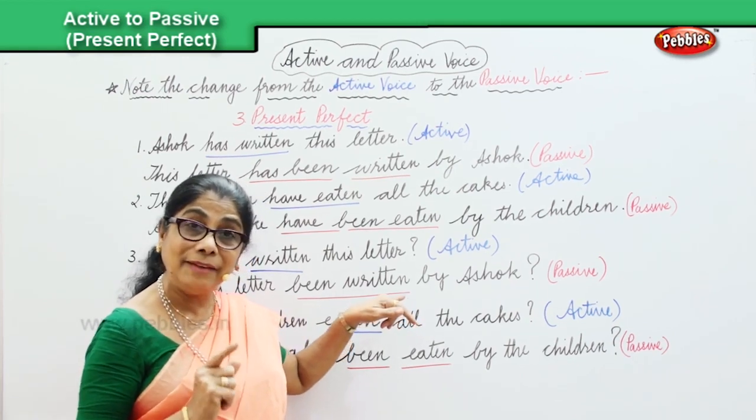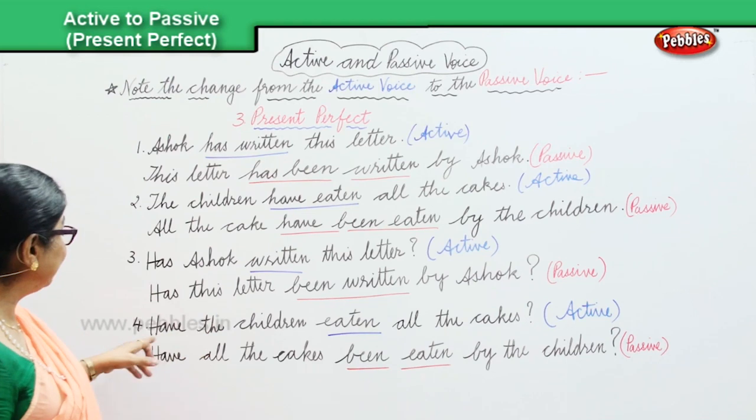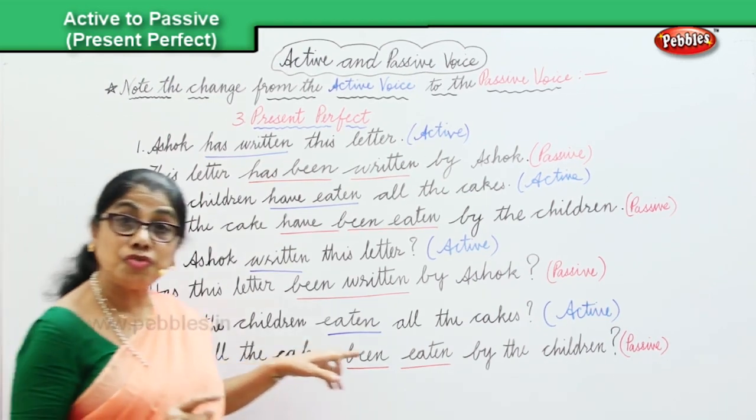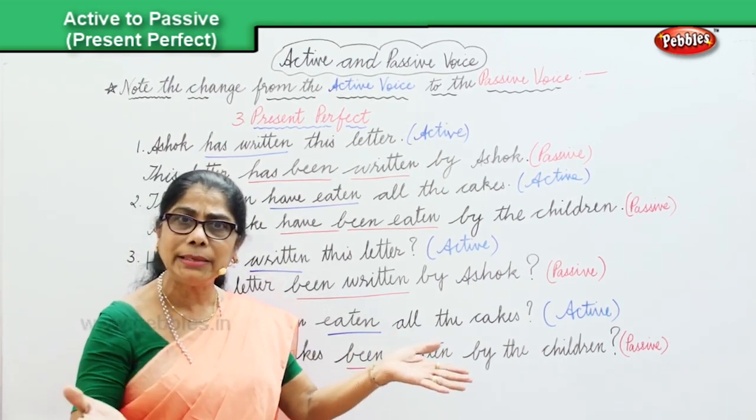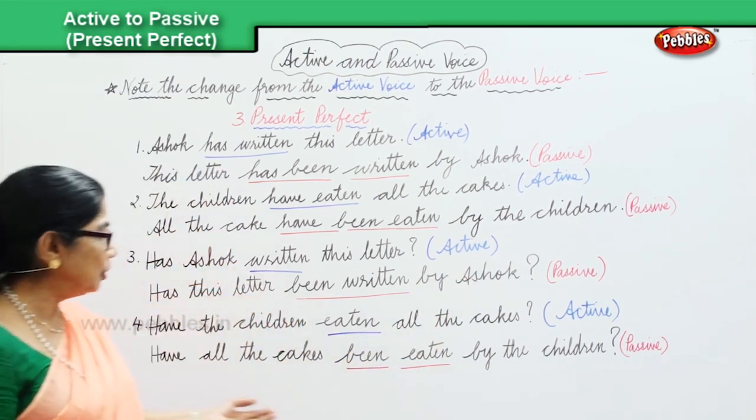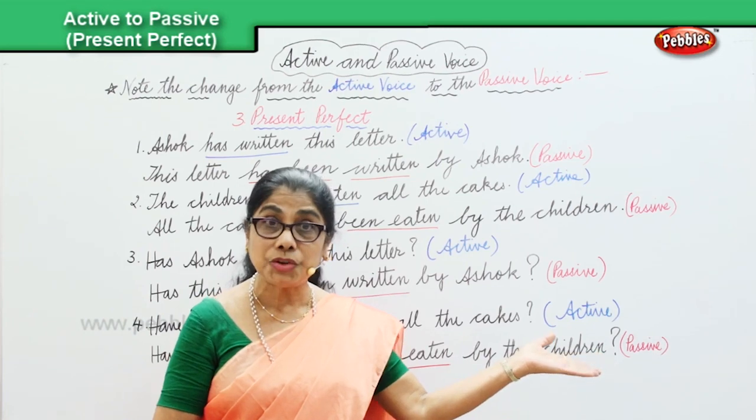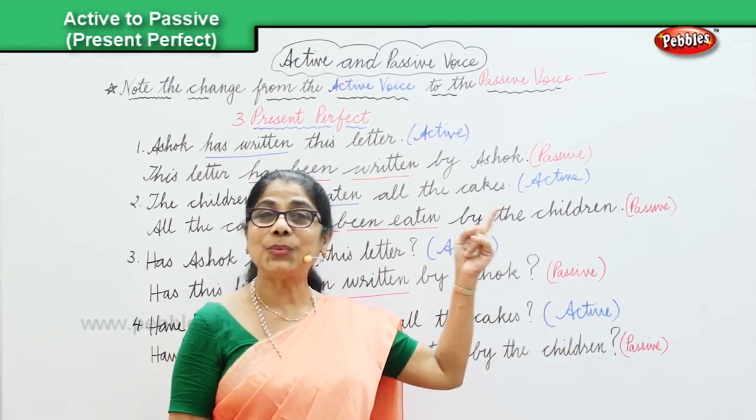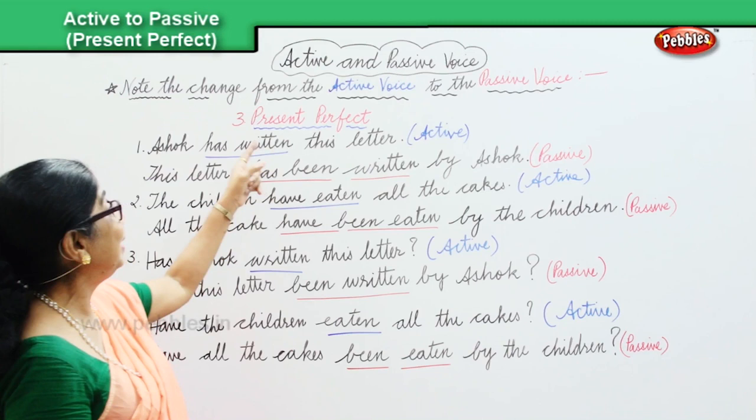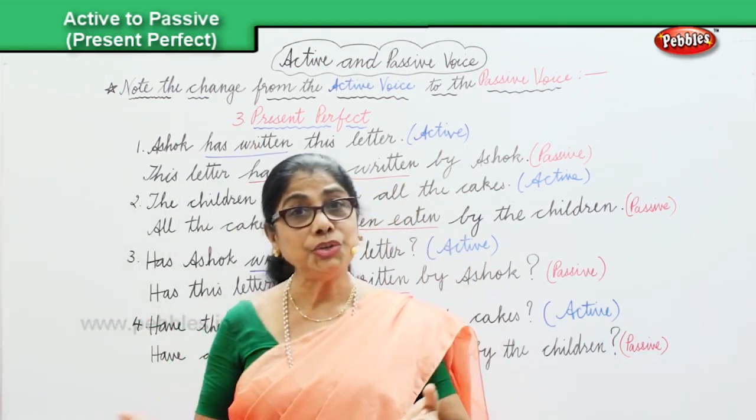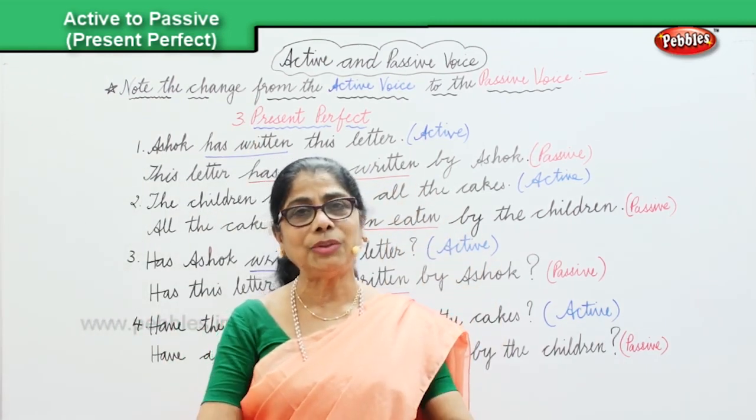In the passive. And finally, in the present perfect, we have, have the children eaten all the cakes? Active. And change over. Have all the cakes been eaten by the children? Passive voice. So we learned now in the present perfect to change over the active into the passive voice.